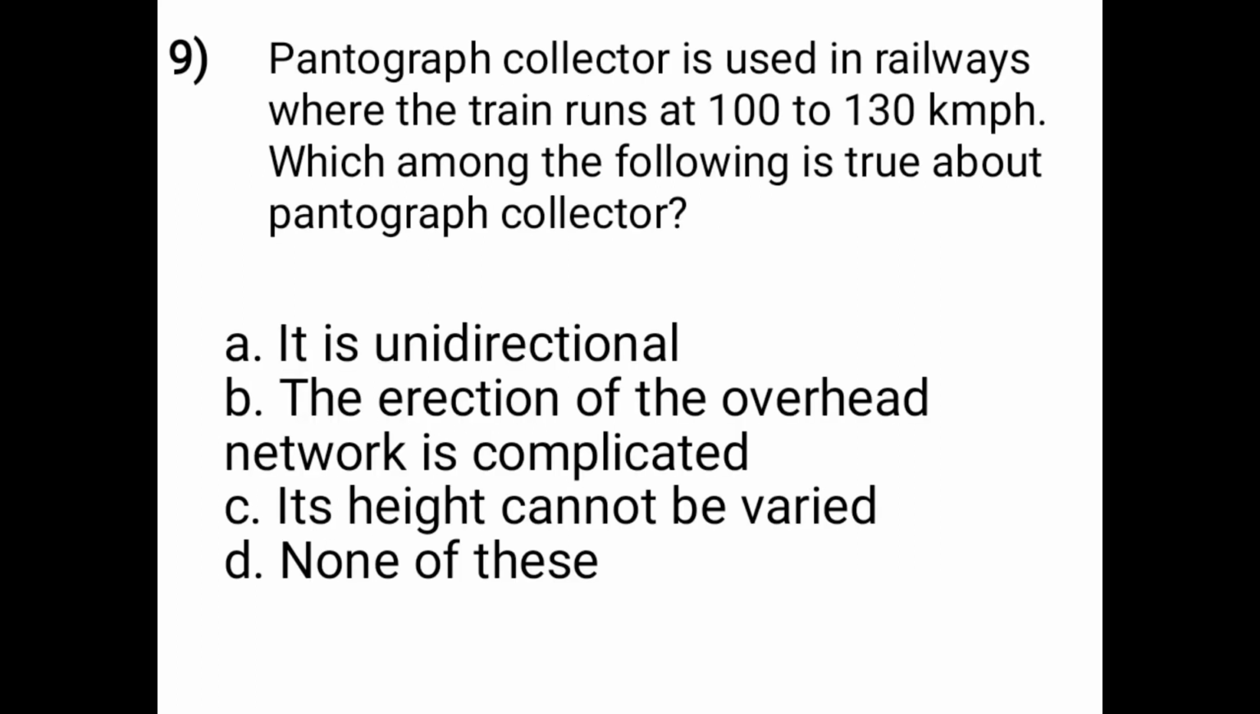Then question number 9 is: a pantograph collector is used in railways where the train runs at 100 to 130 kmph. Which among the following is true about the pantograph collector? Options: A, it is unidirectional; B, the erection of the overhead network is complicated; C, its height cannot be varied; D, none of above. So the correct answer is option D, none of above. This question is important not only for utilization but also for traction engineering. So this is a very important question, pantograph collector.